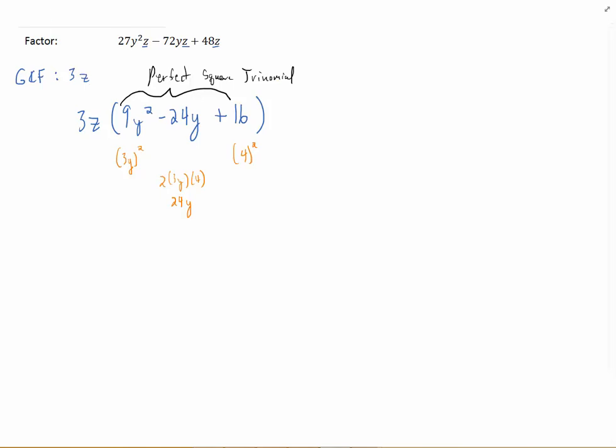And so I would factor this as 3z times 3y, and then we need a sign, and then the 4 squared. And again, that 3y and the 4, those came from these parts right here, noticing the pattern. And then we just match the sign in the middle. So since this is a minus 24y, I'll write a minus 4 here. So the factored form is 3z times 3y minus 4 squared.